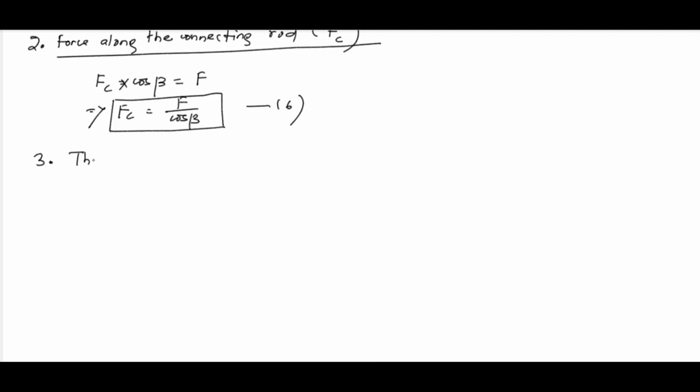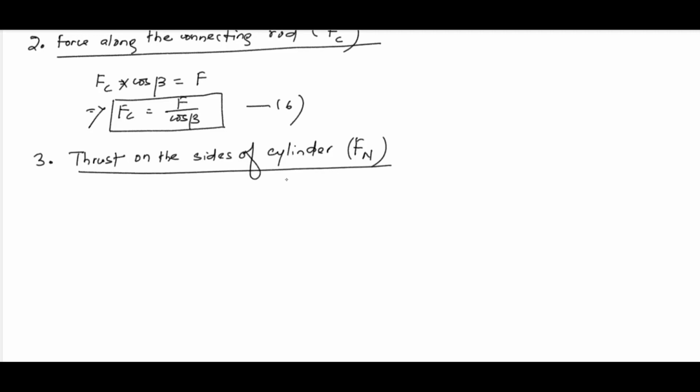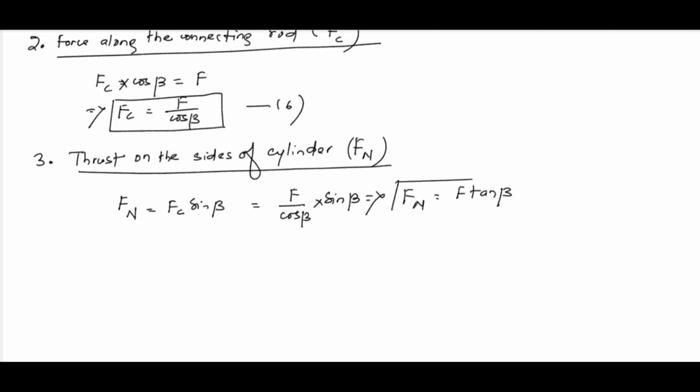Now the third force is the thrust on the sides of the cylinder, denoted by F subscript N. If you resolve all the forces, you will see this Fn is basically equal to Fc sine beta, or you can say F by cos beta into sine beta, or you can say this Fn is equal to F tan beta. Equation 7.